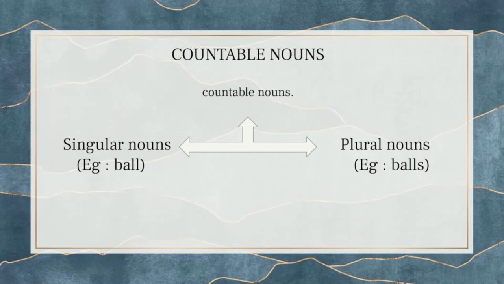Students, countable nouns have 2 forms. How many forms? 2 forms. One is singular and another one is plural. Okay. Look at the example given in the singular noun, that is ball. Let's move to the plural noun. What is the example given in the plural form? That is balls. Okay. Students, later we will see this topic in detail.